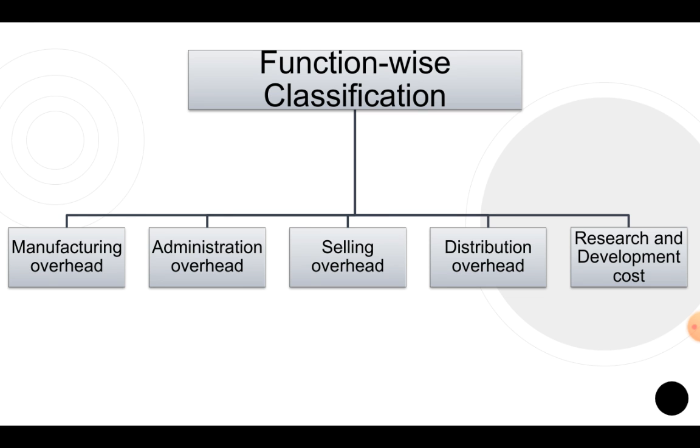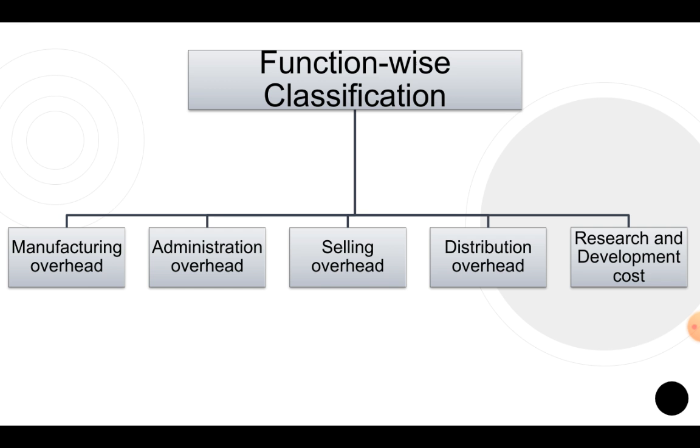Now, based upon function, it's very simple to classify. When overhead expenses are classified with reference to the major activity or the major work of the concern, that will be termed as functional classification of overheads. This classification is necessary especially for the segregation of the cost of each of the principal functional divisions of the concern. These are basically the main 5 groups, but there could be other groups depending upon the size and the nature of the organization.